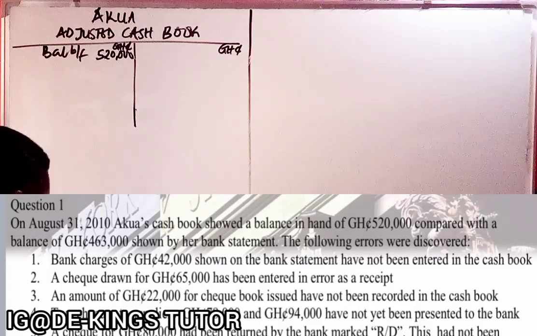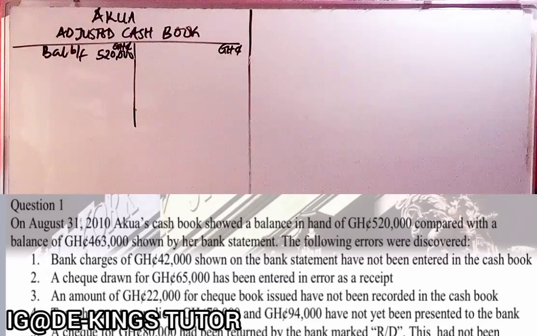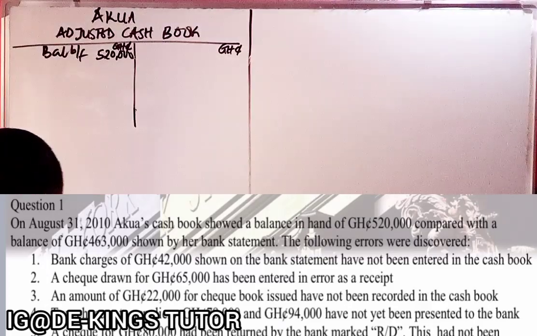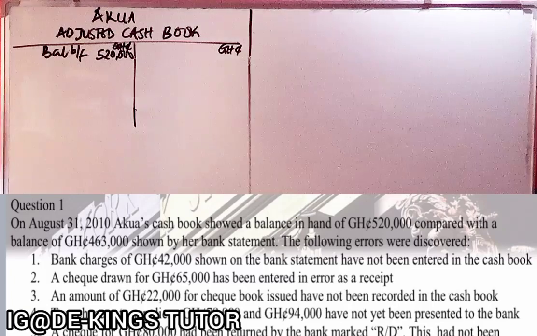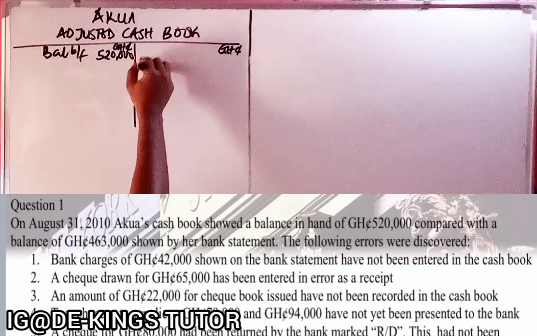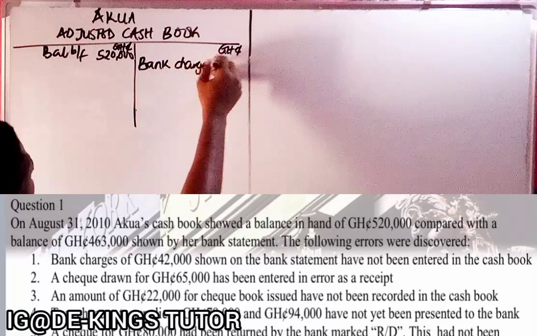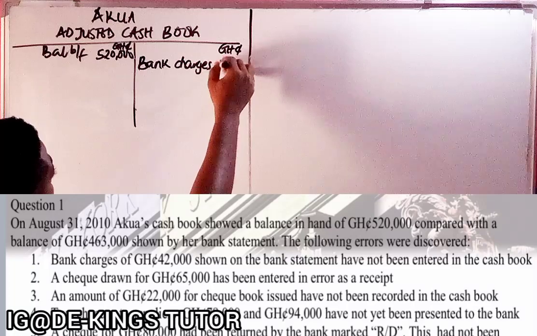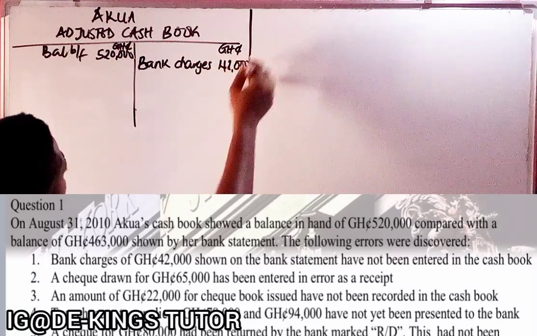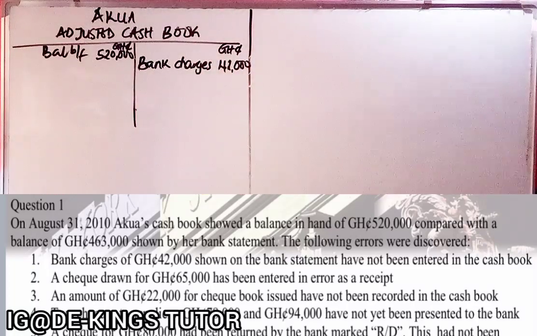The first error said bank charges of 42,000 Ghana cedis shown on the bank statement have not been recorded in the cash book. So right here, the bank charges should be deducted. Write bank charges. The amount there is 42,000. That's the first one.